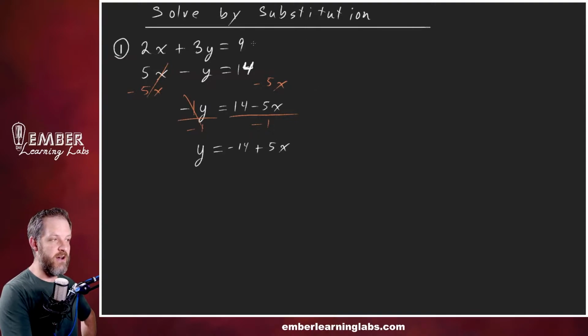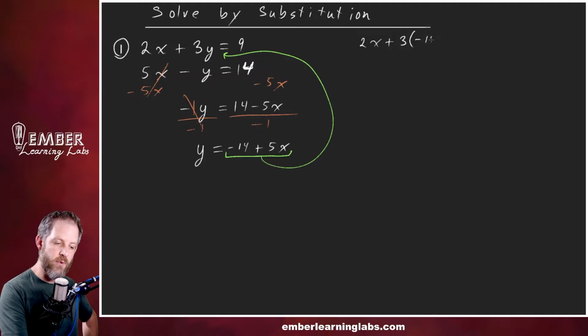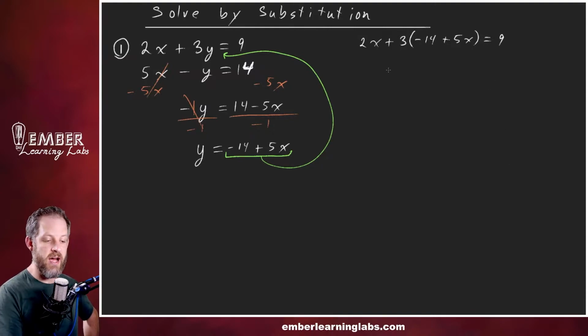So the next step in solving by substitution is to substitute. Imagine that. We are going to take this mess that equals y and substitute it into the other equation for y. I'm going to substitute that in right there. So for that, we end up with 2x plus 3 times (negative 14 plus 5x) equals 9. So now we've got to solve for x.